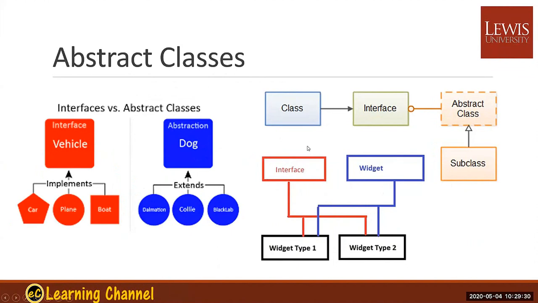Say we have an abstraction of dog. You have three types of dog: Dalmatian, Collie, and the black one, whatever. For vehicle, you have boat, plane, and car. Vehicle is an interface, so it can only have methods. An abstract class can have methods, data, and motion. But you can implement multiple interfaces, while for an object class you can only have single extension.